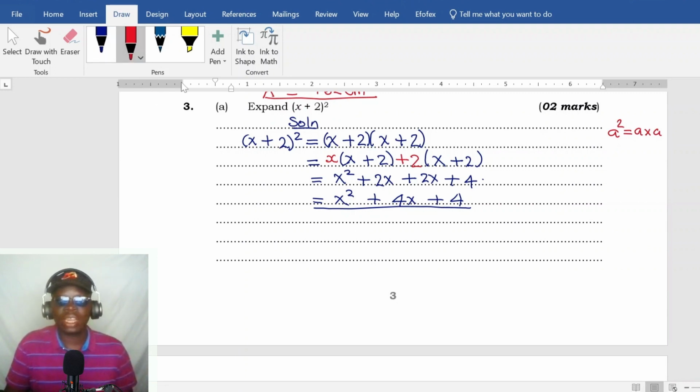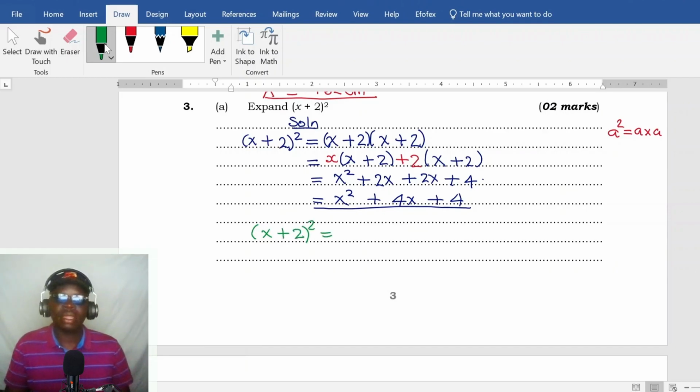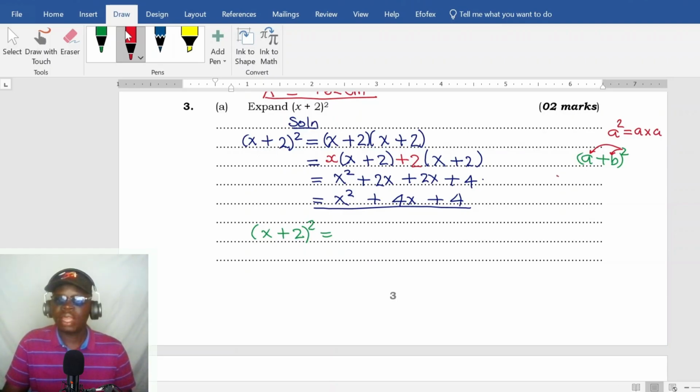Now I'm going to switch colors. So we have our (x plus 2) squared, and let's also come here. If we have (a plus b) squared, the trick here is that there are 2 numbers, which we call binomials. What we do is square the first number, and we have a squared, and we square the second number, and we have b squared.